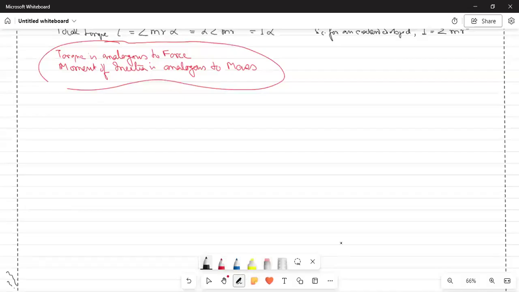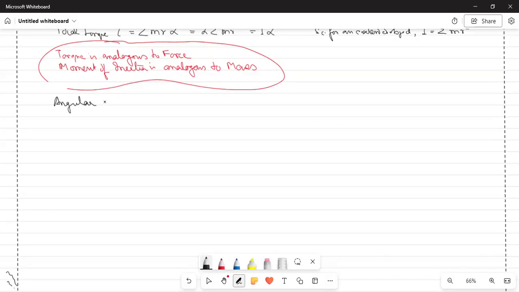Today, we shall go to the next lesson of rotation. Last day, we have seen the issues related to torque, measurement of torque, etc. Today, what is angular momentum?